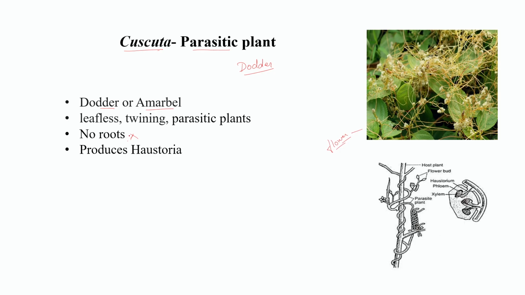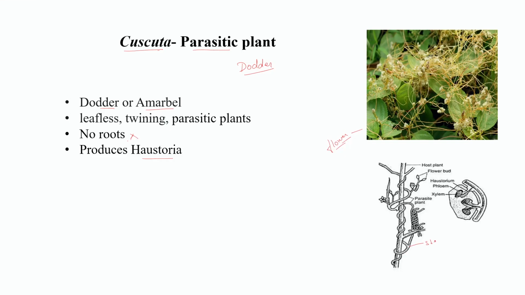So it reproduces normally, but it doesn't produce any leaf-like structure or even root. Now, how does it actually perform its parasitic activities? By producing haustoria. Haustoria are the penetration of vascular tissue from the Cuscuta inside the host plant. You can see here how this Cuscuta stem is winding around this host plant. It is encircling the host plant and producing flowers. Now you can see here that it is producing haustoria which are penetrating inside the host tissue.